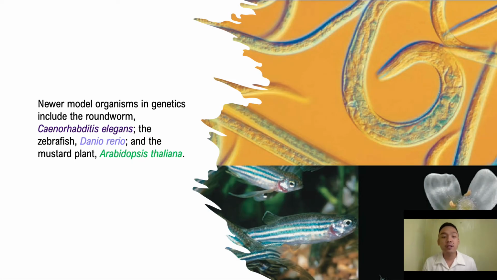So there are newer model organisms in genetics. These include your roundworm, Caenorhabditis elegans, your zebrafish, the Danio rerio, and your mustard plant, which is Arabidopsis thaliana. These model organisms are used by geneticists because they have almost the same or almost related sequences to humans. And when we study genetic testing, these animals are utilized in the laboratories.